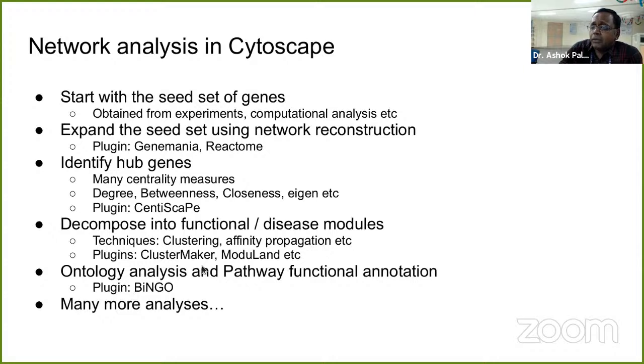Once we have these disease modules, we can find out what pathways are associated with the disease using plugins like BiNGO. Then you can knock out a gene in the network and find out what the effect is on the network. You can examine in silico essentiality of a gene as well. So many different things can be done in Cytoscape. It would take a full lab course to do that.